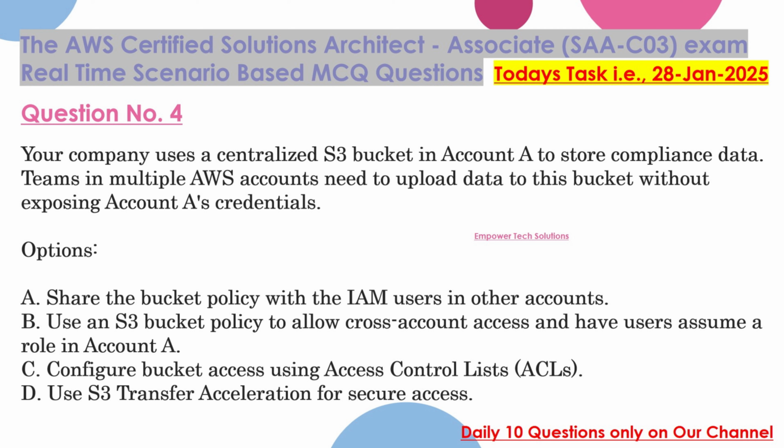Question 4. Your company uses a centralized S3 bucket in Account A to store compliance data. Teams in multiple AWS accounts need to upload data to this bucket without exposing Account A's credentials. Options: A. Share the bucket policy with the IAM users in other accounts. B. Use an S3 bucket policy to allow cross-account access and have users assume a role in Account A. C. Configure bucket access using access control lists, ACLs. D. Use S3 Transfer Acceleration for secure access.